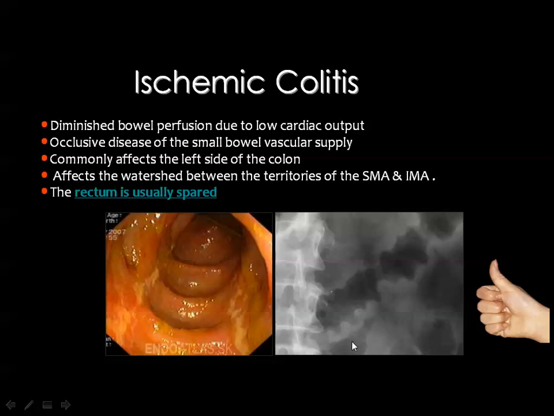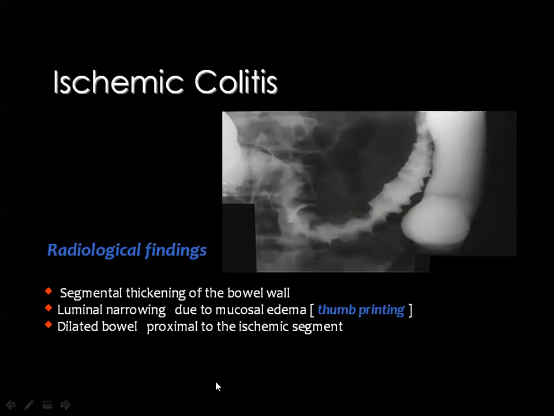And of course, for the diagnosis of ischemia, you need to assess the vascular supply of the colon, and you look for the superior mesenteric and the inferior mesenteric arteries. In cases of ischemia, the rectum is usually spared, and this lesion may affect a significant segment of the colon according to the site of blood supply compromise.